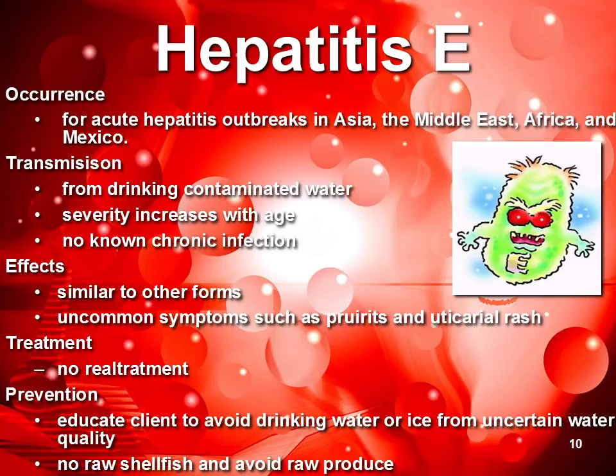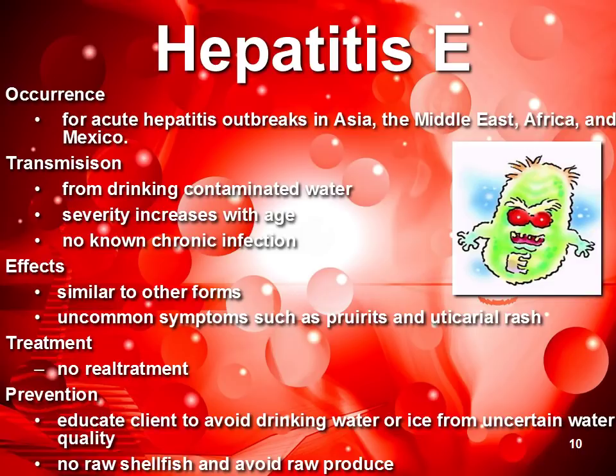The death rate for hepatitis E is 1 to 3% for the general population, and 15 to 25% in pregnant women. There have been no known cases of chronic infection with Hep E.